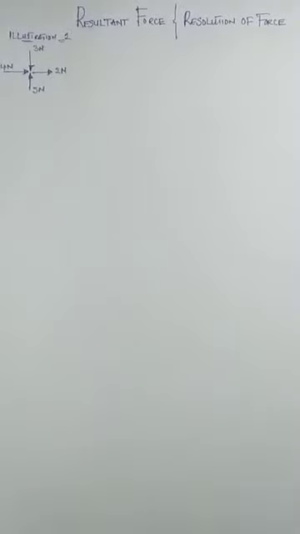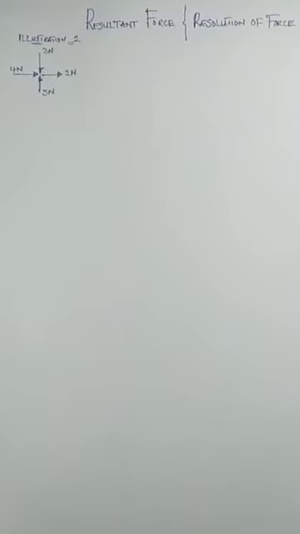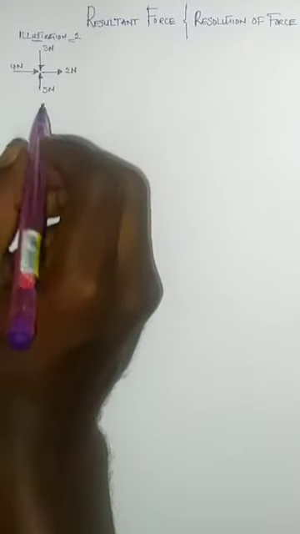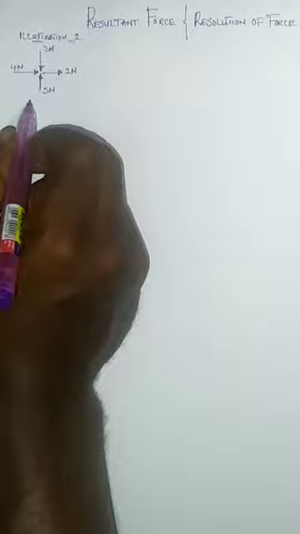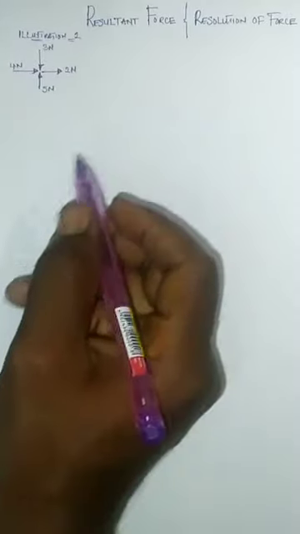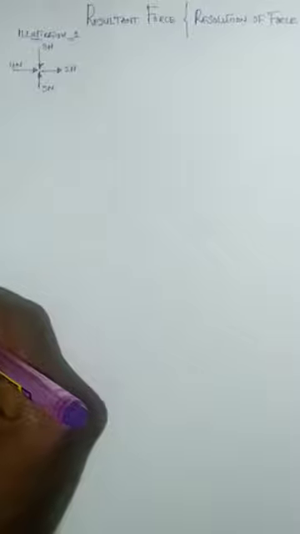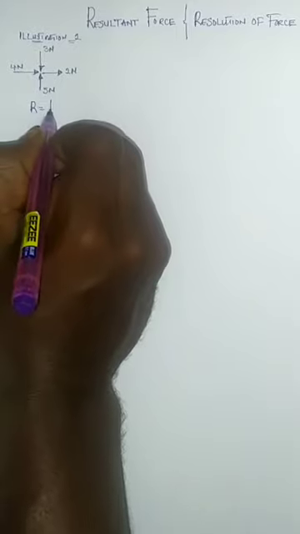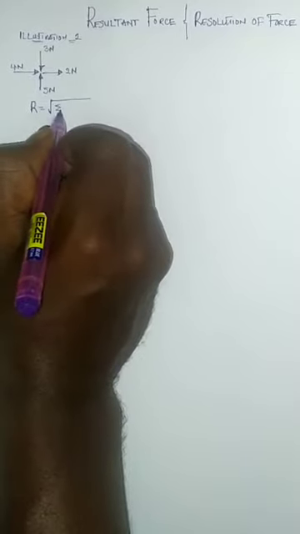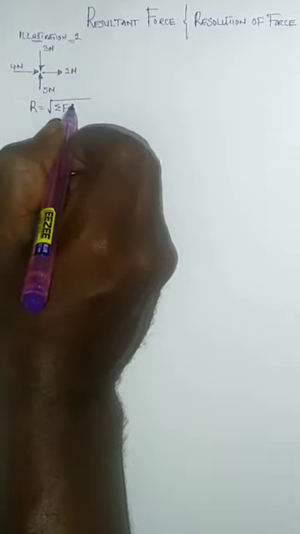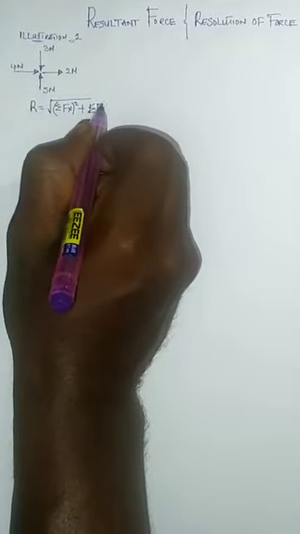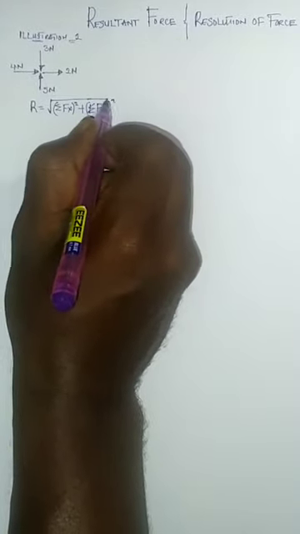Now let's look at this other illustration 2, right? If you look at this very well, you can pause the video and try this on your own. We are told to calculate the resultant force and the angle. We know our resultant force is given as the square root of the summation of F of x all squared plus the summation of F of y all squared, right?